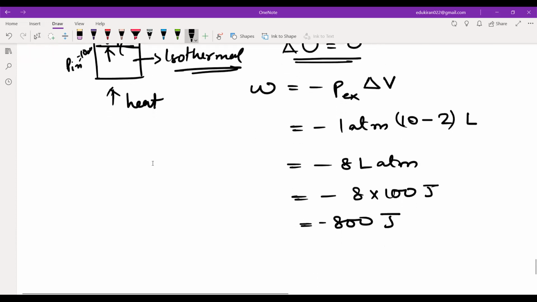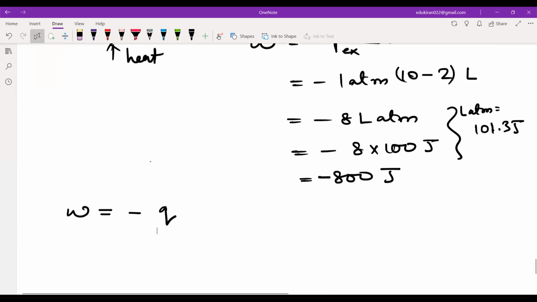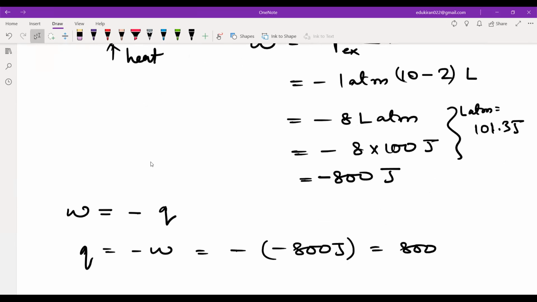Yes, sir. This is an approximation of liter atm, which is actually equal to 101.3 joules. So if you write 101.3, it will be approximately 809 or 810. So this is the work, minus of 800 joules, and we have written work is equal to minus of q. Hence q will be equal to minus of w, which is minus of minus 800, which is 800 joules. Okay, 800 joules.